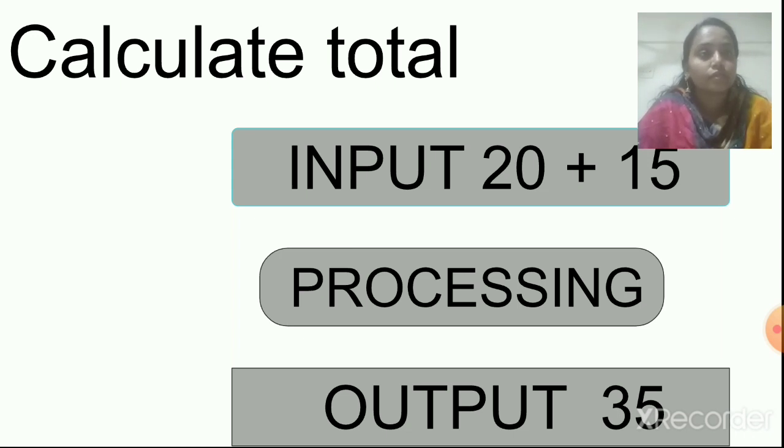Input is the numbers which we are typing, then it goes into the CPU and it starts processing, and then it gives us an output, that is the answer 35. Okay, so input, processing, output cycle. I hope you all understood what is input, processing and output.